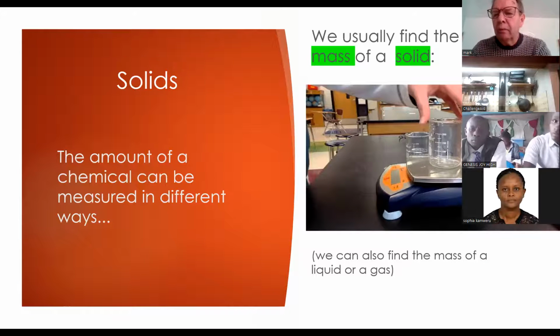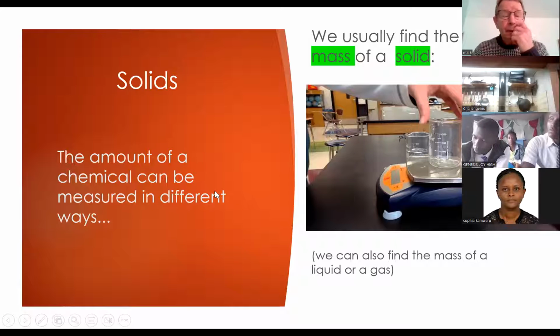Now, we tend to measure out solids in mass. So we tend to work out the measurement of a solid in its mass. Here I have a picture of somebody using a balance. They have a beaker and they're going to weigh something out into it, okay? And so we measure out the mass of a solid.